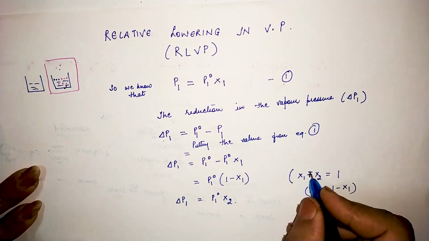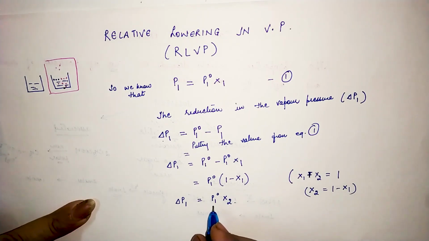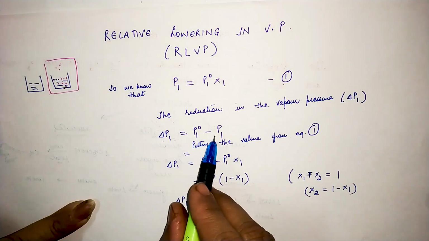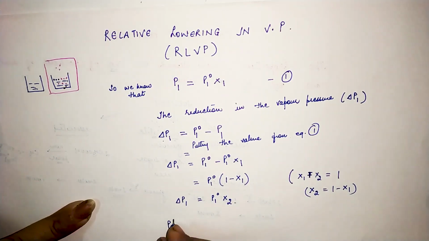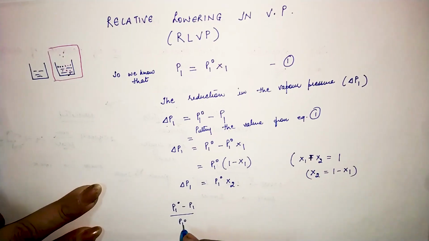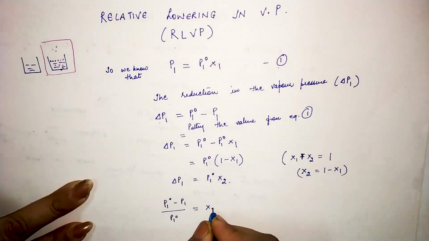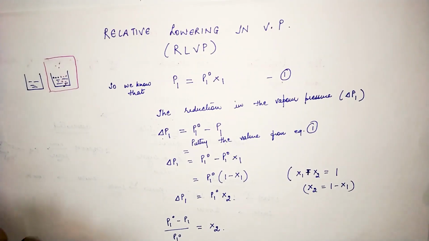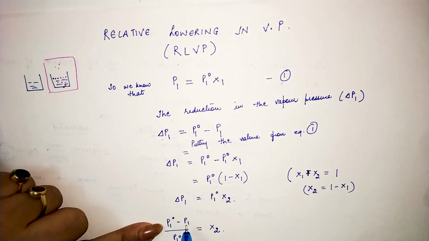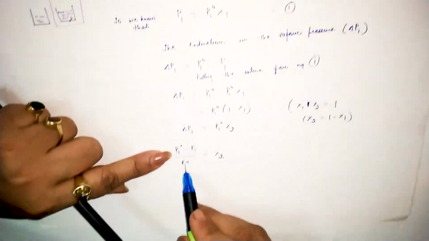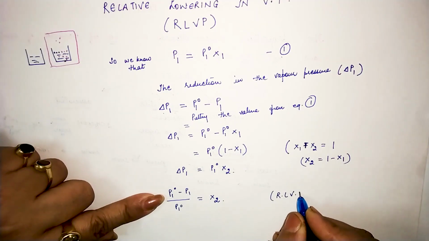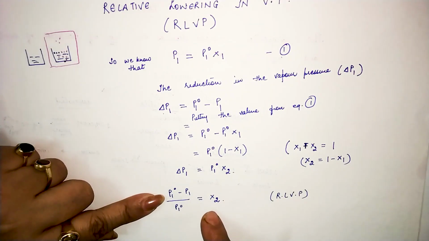Now if I take this P1 this side, I'll write delta P1 as P1 naught minus P1. See my equation? P1 naught minus P1 upon P1 naught, this P1 naught I put from this side, is equal to X2. So now see, in this equation, we are relating this lowering in the vapor pressure delta P1 with respect to P1 naught. Therefore, this equation is nothing but relative lowering in the vapor pressure. Hope this equation is clear.